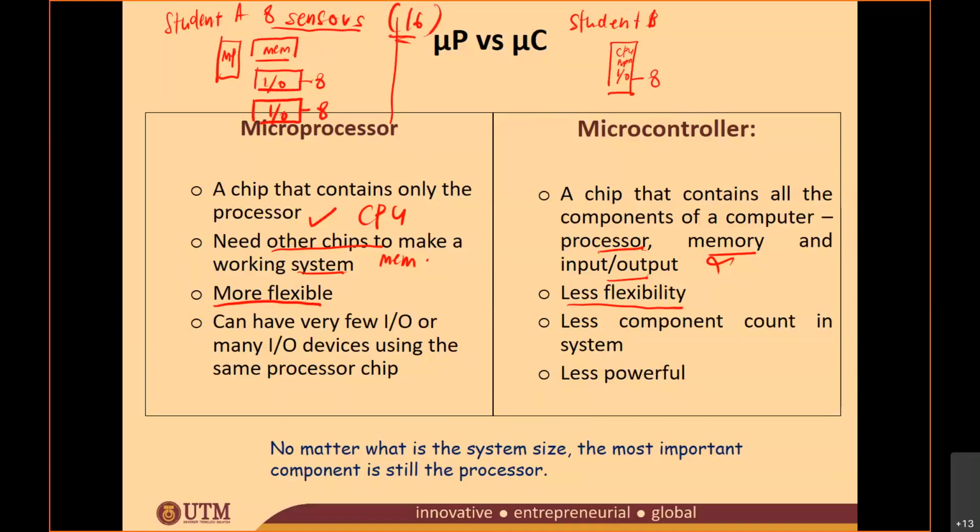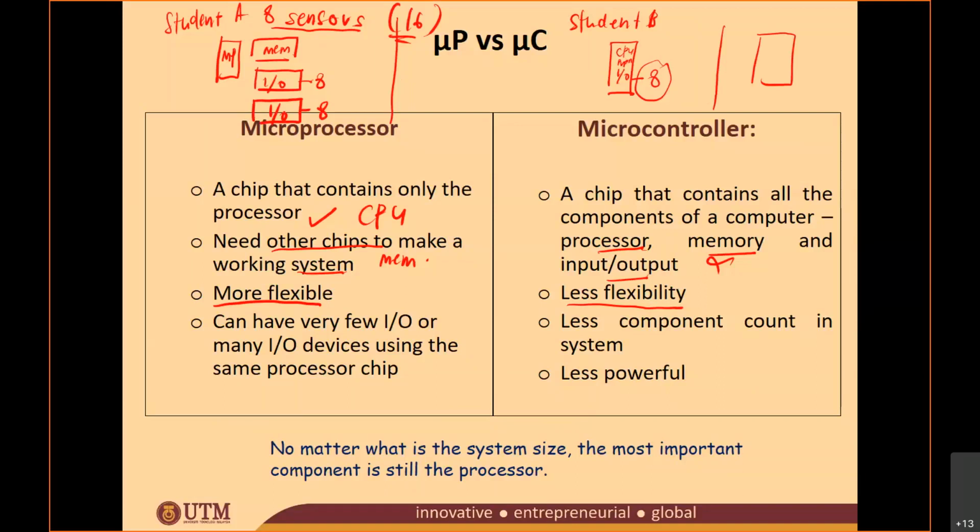But for student B, since chip yang dia beli tadi hanya support 8 input output, which can connect to 8 sensors, so what is he going to do? Dia nak buat 16, dah tak cukup. So apa yang kena buat? Dia kena beli lagi satu chip. Beli chip yang baru. Okay.